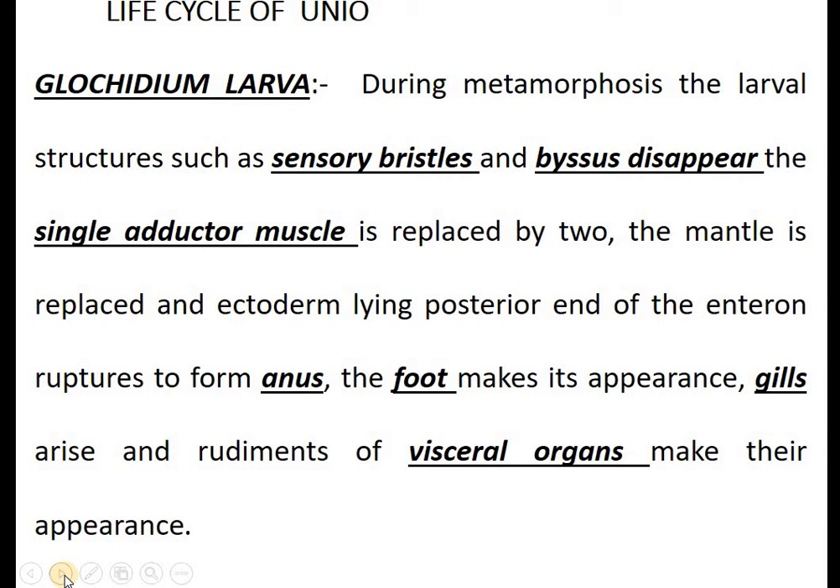Now the foot makes its appearance. Till now the foot was not there. Gills, the ctenidia, arise, and the rudiments of visceral organs make their appearance. That means it may be the digestive system, the excretory system, the metanephridia, the reproductive system, the coelom, the digestive gland, the gonads, etc. All the visceral organs make their appearance.